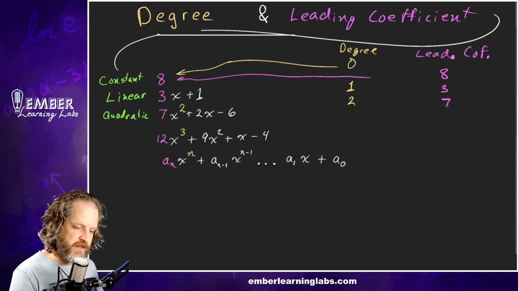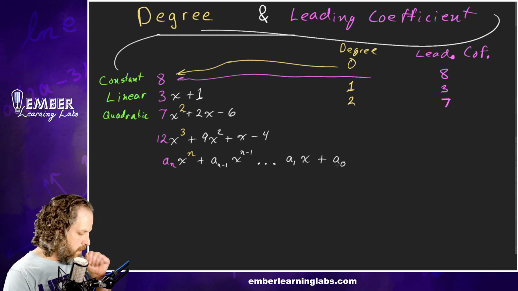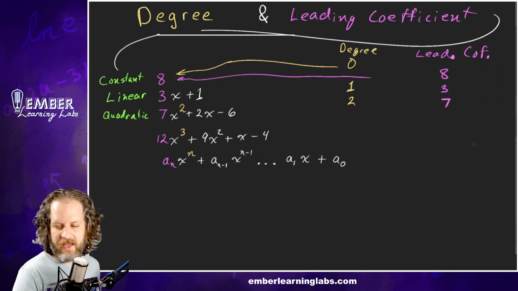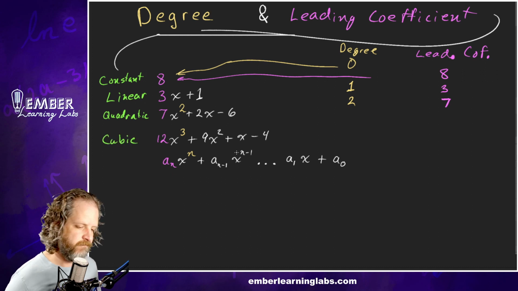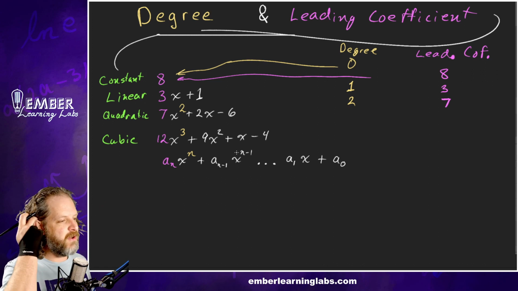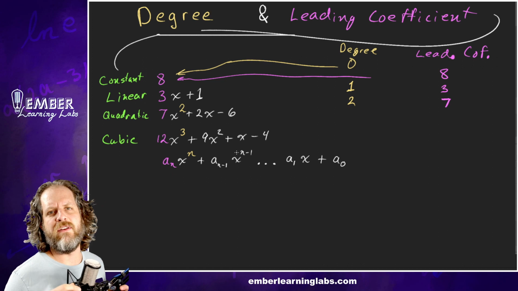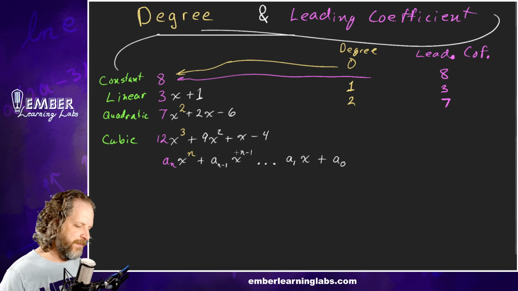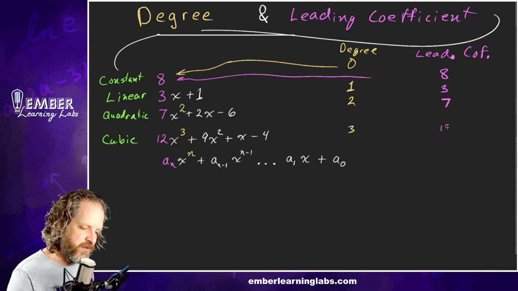The leading coefficient on these doesn't always have to be positive. I just put that here. This one here is a cubic function. A fourth degree polynomial would be a quartic, I think, and a fifth would be a quintic, and then I don't even know. So the degree on this one would be 3, and the leading coefficient would be 12.